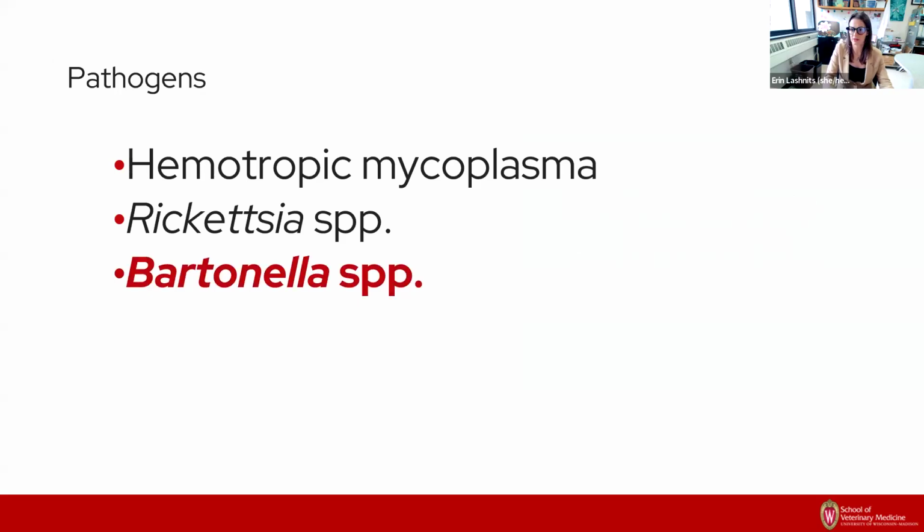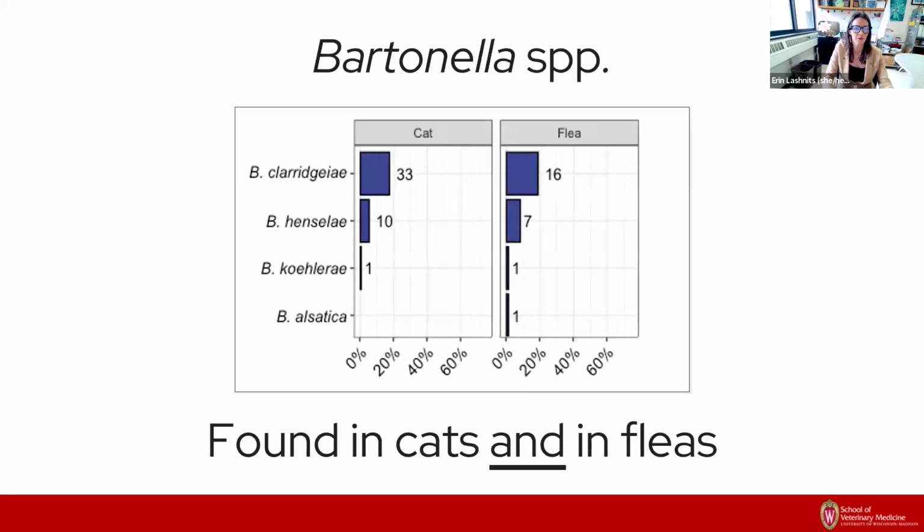Then moving on to our Bartonella species, which are a little bit more complicated, mainly because we found our Bartonella species fairly commonly in both cats and fleas. So you can see the numbers here. And we found Bartonella clarridgeiae as expected to be the most common, but we also did find Bartonella henselae and Bartonella koehlerae in both cats and fleas.